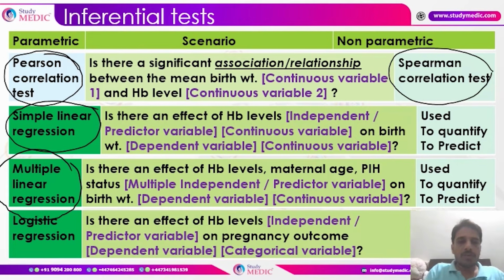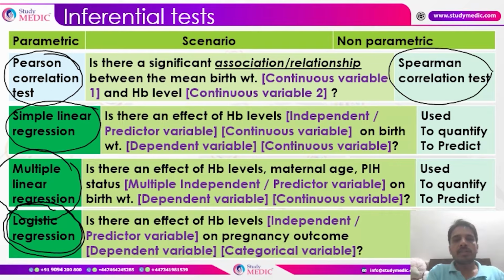Now when do we do the logistic regression test? Observe this scenario. If there is an effect of hemoglobin level, which is an independent predictor variable, it can be continuous or whatever it is, on pregnancy outcome, the dependent variable here is categorical. When the dependent variable is categorical and we want to predict or quantify this categorical variable from other independent variables, then we use what is called logistic regression.